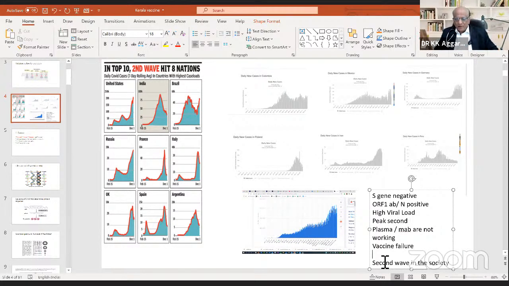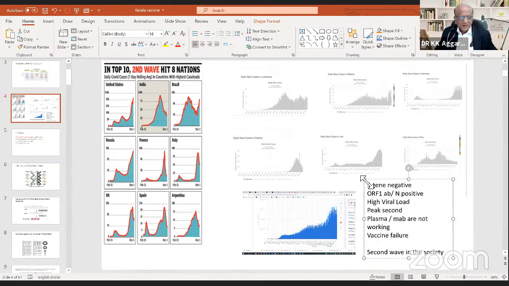So if in these patients monoclonal antibodies have stopped working, plasma therapy has stopped working, vaccines are not giving results, or suddenly you start getting high viral loads in the RT-PCR test, or one of the genes stops functioning in the RT-PCR test, and you get a lot of false negative RT-PCR tests, this is how you suspect that a mutation is occurring in the society.